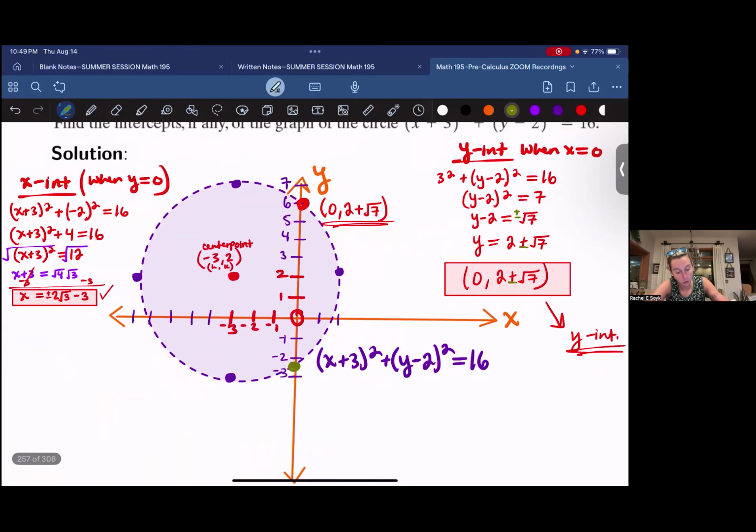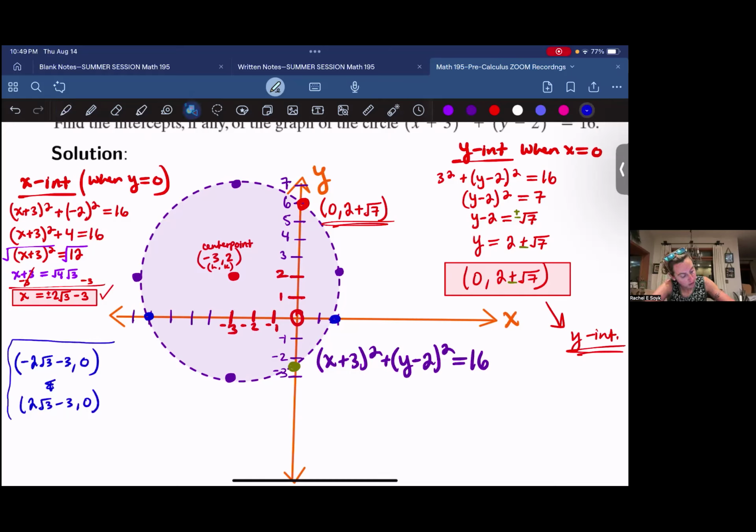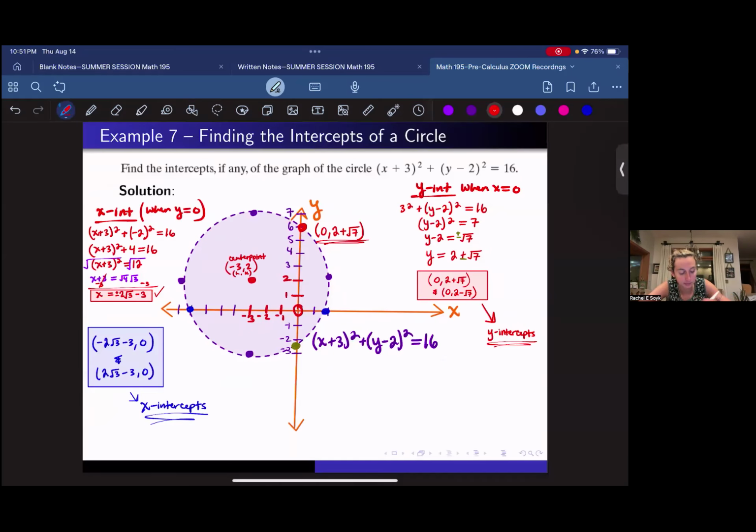So in coordinate form for our x-intercepts, we end up getting, let's do negative 2 square root of 3 minus 3 comma 0 and positive 2 square root of 3 minus 3 comma 0. And there we have it. I edited this so you could really see the two different points separately, and I filled in these two. Right? Again, circle not drawn to scale. I did the best I could.